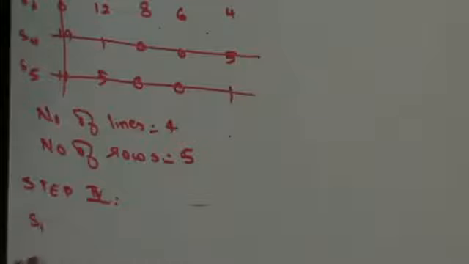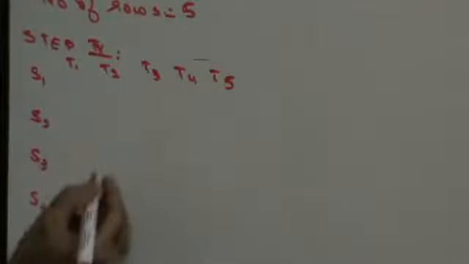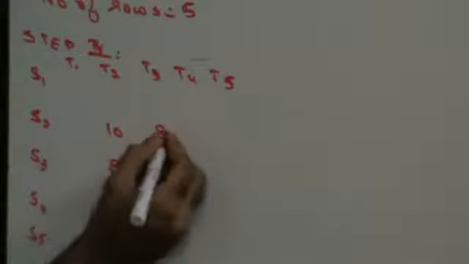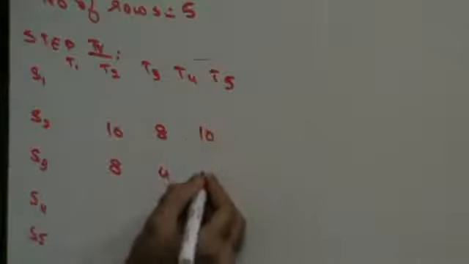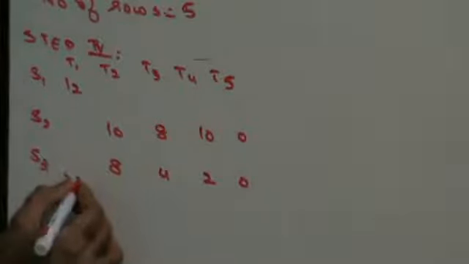So let's see this: S1, S2, S3, S4, S5, T1, T2, T3, T4, T5. The smallest uncovered element is 4. So subtract 4 from all the uncovered elements. So in that case you will get 10, 8, 8, 4, 10, 2, 0, 0. Fine, do we get this thing clear? And add it at the intersection of rows and columns. 8 plus 4, 12, 19 plus 4, 23. And 11 plus 4, 15. The remaining elements as it is.